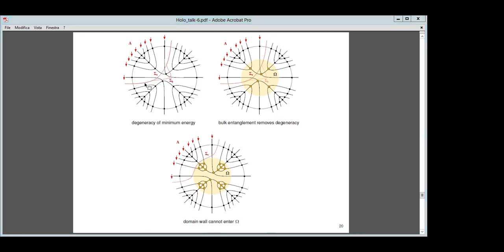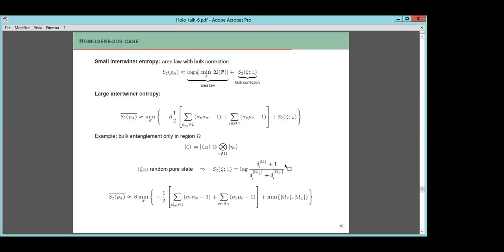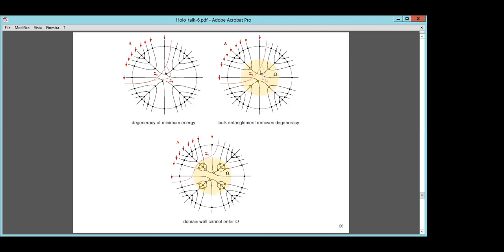But in this case, the minimum energy is degenerate. So we have a domain wall with dimension, in terms of number of links, of 5 for both the surfaces shown in the figure. Once we turn on the intertwiner correlations, we have that the degeneracy is removed because we have a contribution, which is this term here, a contribution from the bulk.